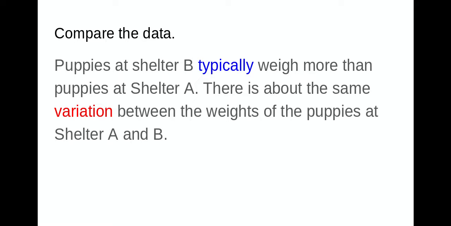My first sentence uses the word typically, and it's about my measure of center. My second sentence uses the word variation, and it's about my measure of variability. Now, you might say, for my second sentence, they don't weigh the same. Why did you write that? I said they're about the same. They're close. They're only off by 1.